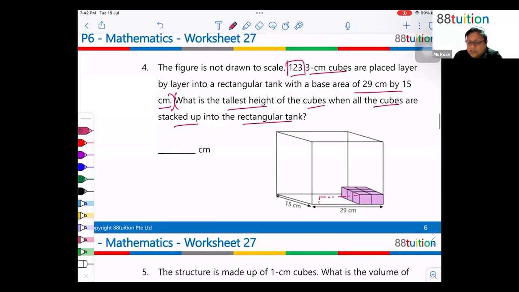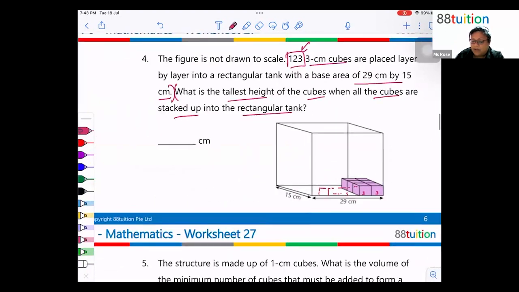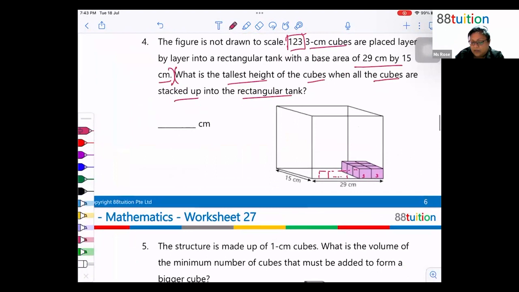Okay, so there are 123 cubes. So you must find out what? Before you can find out the height, you need to find out how many layers you can get, right? So we take the bottom layer. The length of each cube is 3 cm. You want to find out how many cubes you can put along the length.